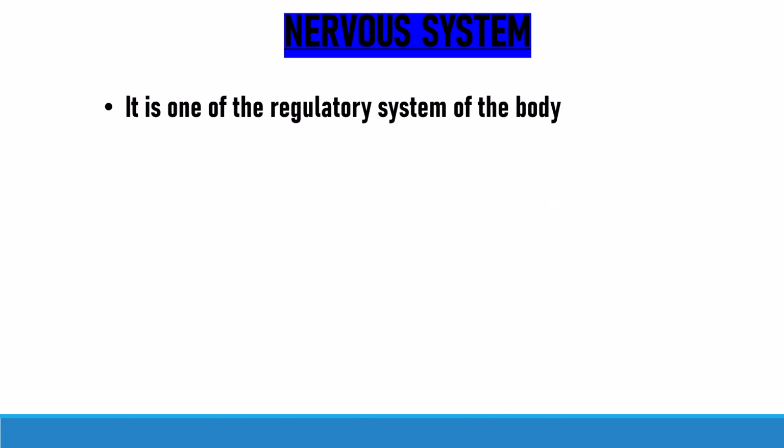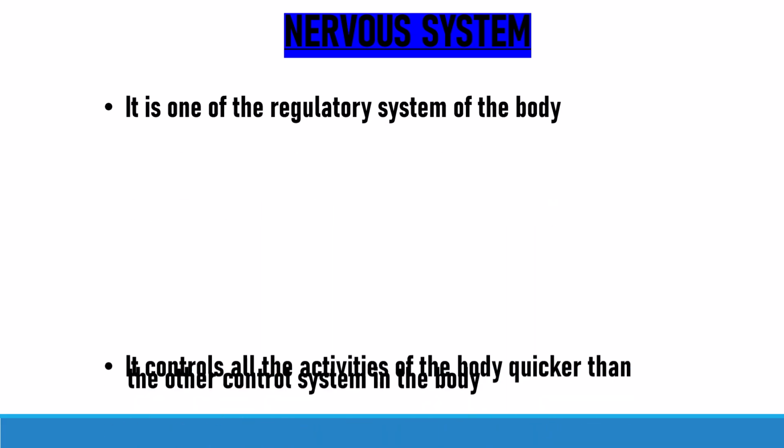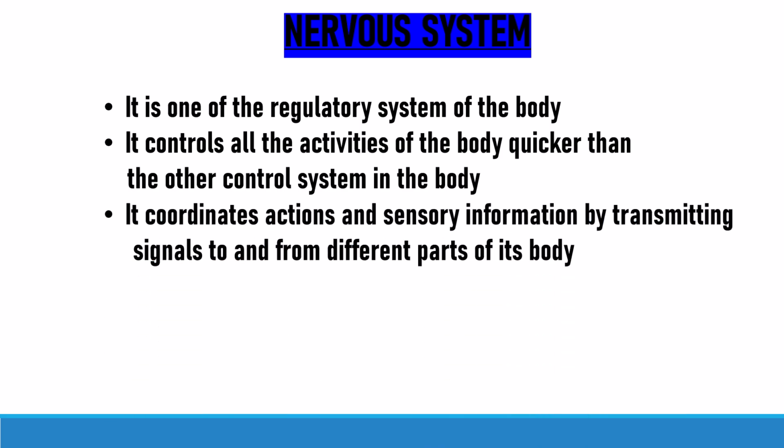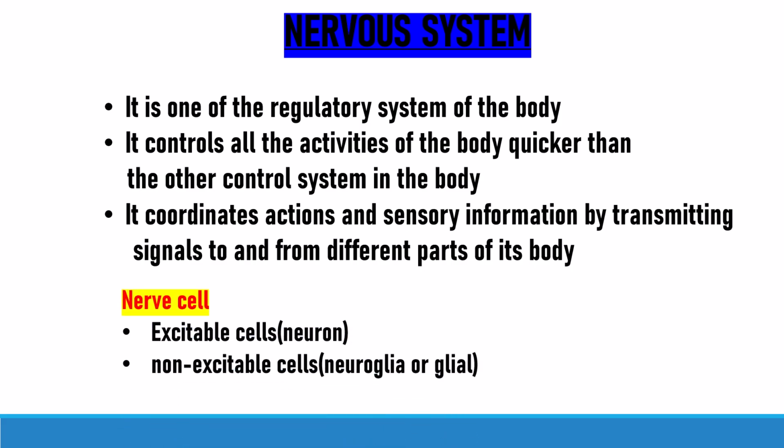Nerve system. It is one of the regulatory systems of the body. It controls all the activities of the body quicker than the other control system in the body. It coordinates the actions and sensory information by transmitting signals to and from different parts of the body. The nerve system is a complex network of nerve cells that coordinate the action and sensory information in the body by transmitting signals. The nerve cells are classified into two types, excitable cells and non-excitable cells.